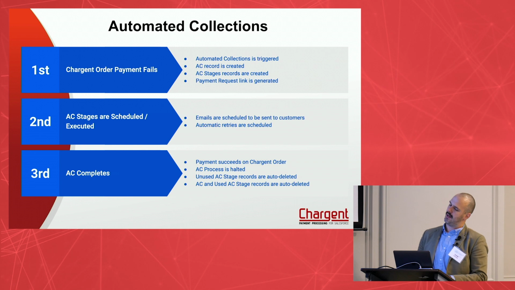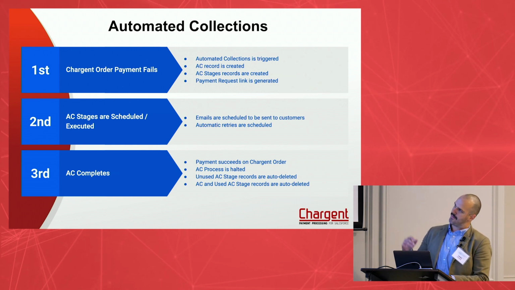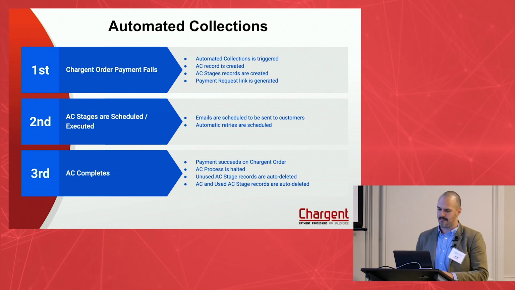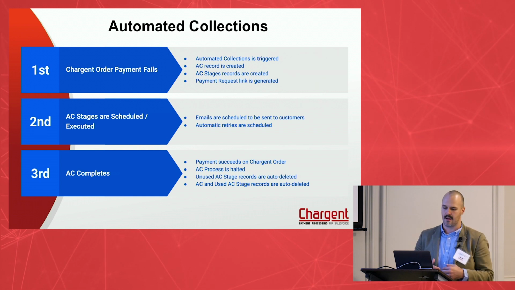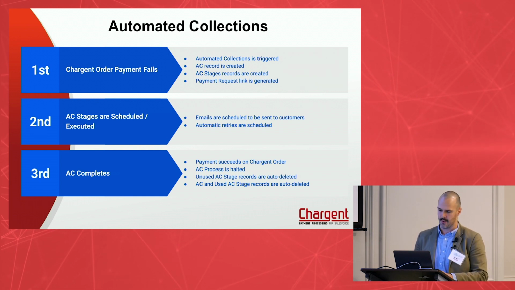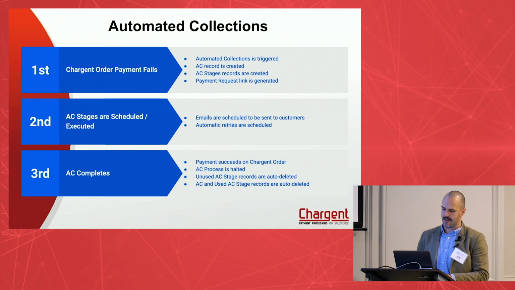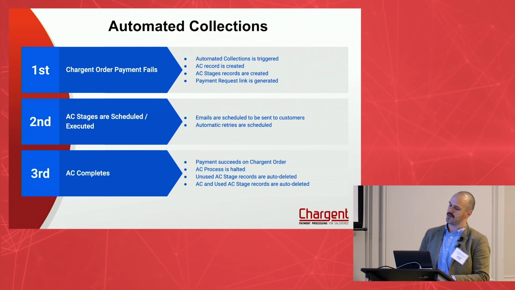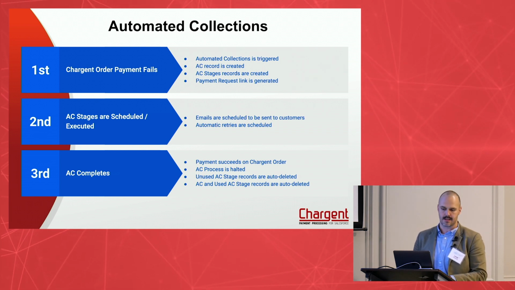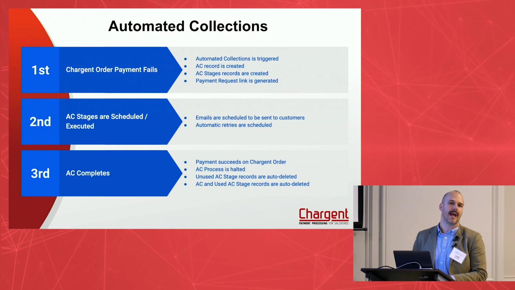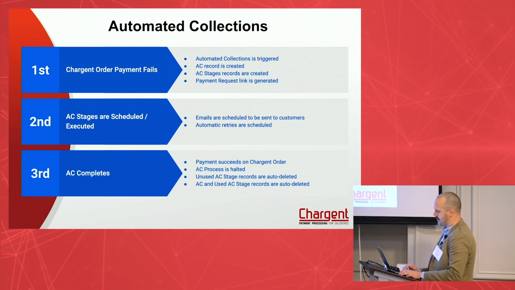So how does this work? This was the clearest graphic I could put together for this. Basically, when a payment fails against a Chargent order, this is typically a recurring order, right? Our automated collections feature activates for that order, and it creates an automated collections record and automated collections stages records.